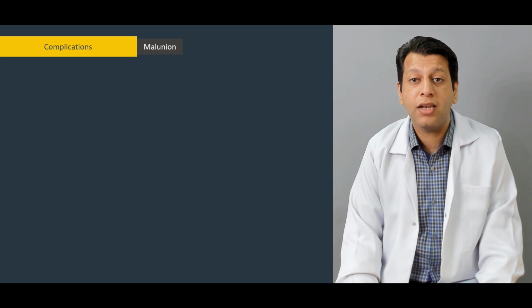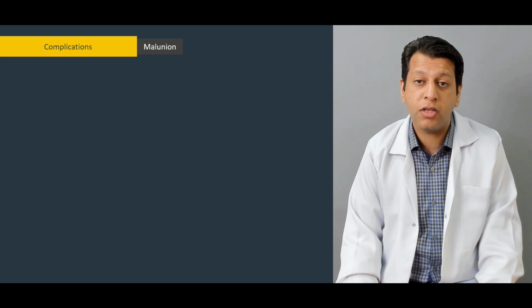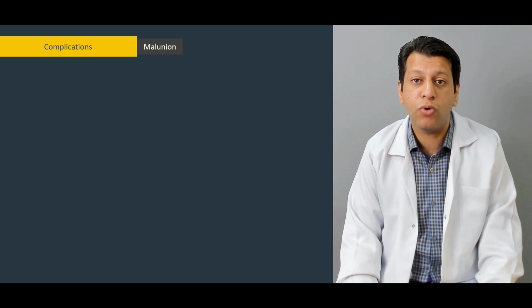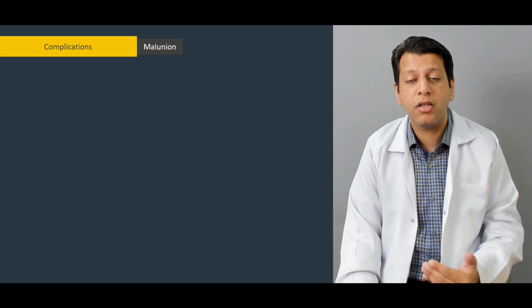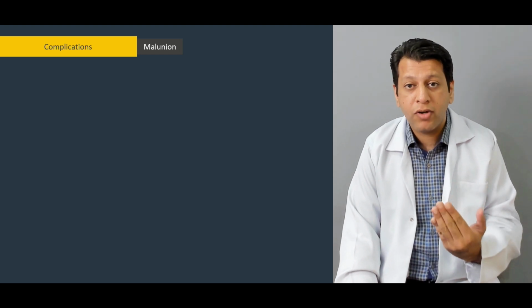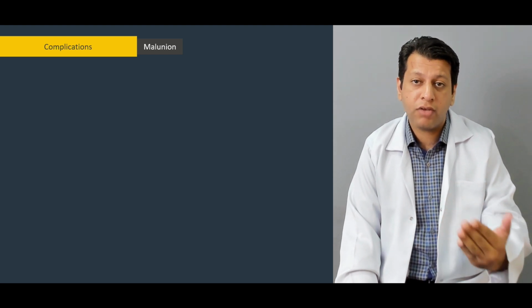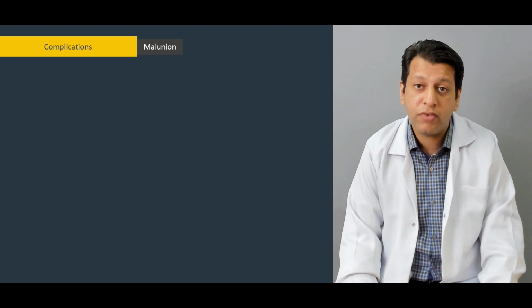As you know, the talus is a very important bone and very important for the biomechanics of walking and of the foot and ankle. It forms three important joints. With the calcaneum below, it forms the subtalar joint. With the tibia above, it forms the tibiotalar joint, and with the navicular in front, it forms the talonavicular joint.